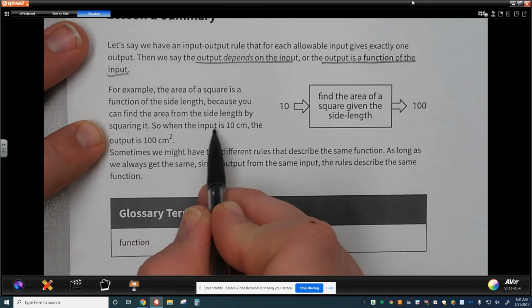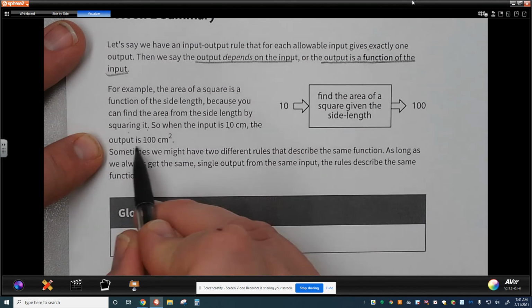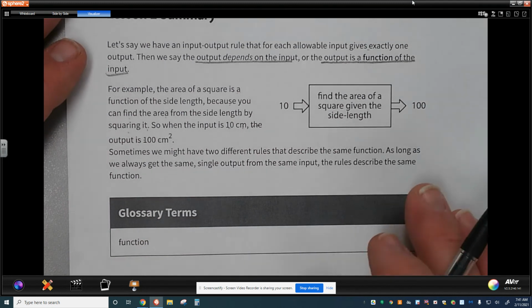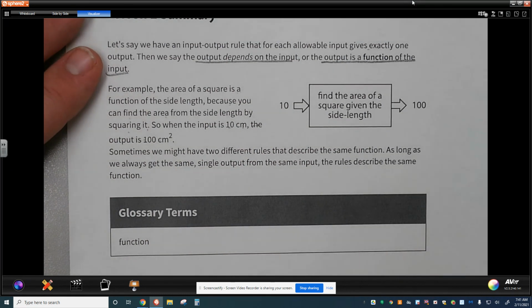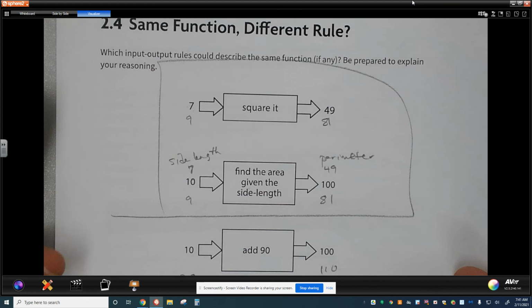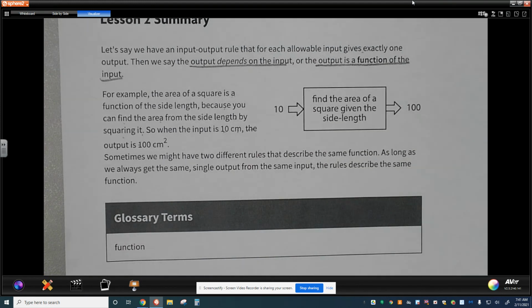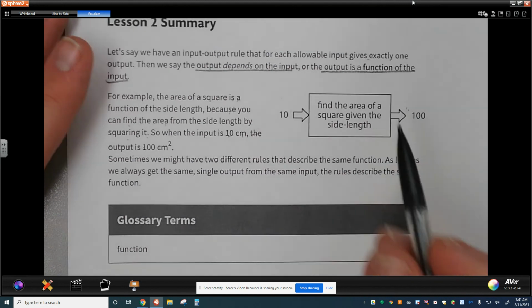So when you put in 10 centimeters, the output is 100 centimeters squared. Sometimes we might have two different rules that describe the same function, and as long as we always get the same single output from the same input, then the rule describes the same function, such as this one right here. With this one, we really can't flip it around and say that the side length gives us the area of a square, or that the perimeter gives us the area. We have to understand that the output has to depend on the input.